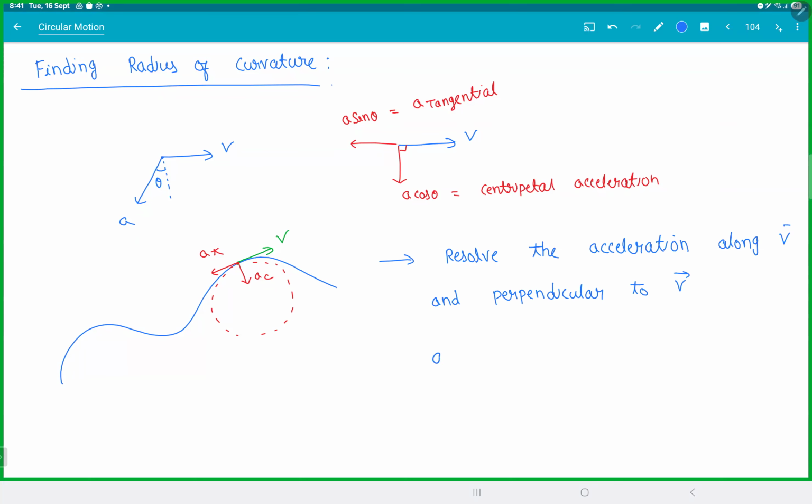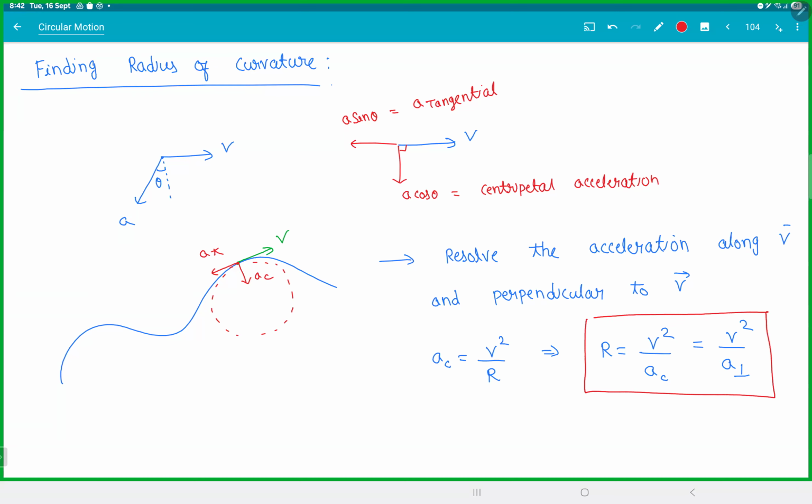And then, the centripetal acceleration will be nothing but v square by radius of curvature. So from here we get radius of curvature is nothing but v square by a centripetal, or v square by the perpendicular component. This is one way to find radius of curvature. Straightforward formula. Then the centripetal acceleration is v square by r, where r is the radius of curvature. Have a look at this. Clear?